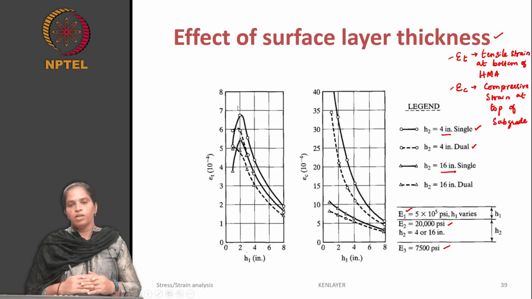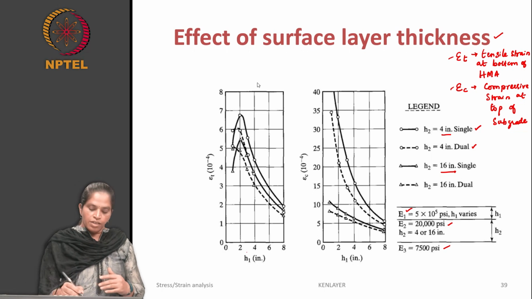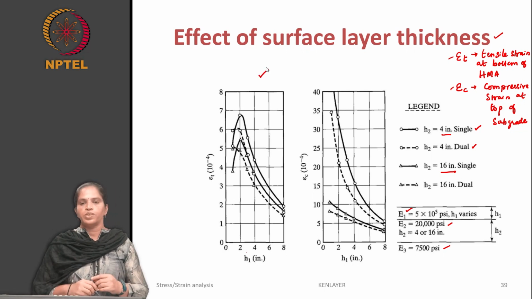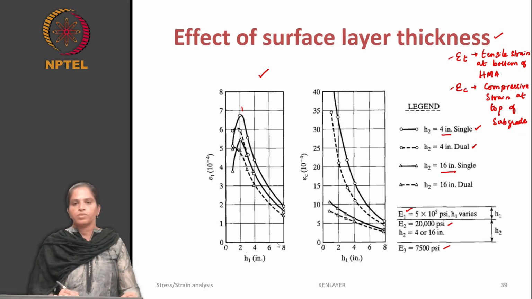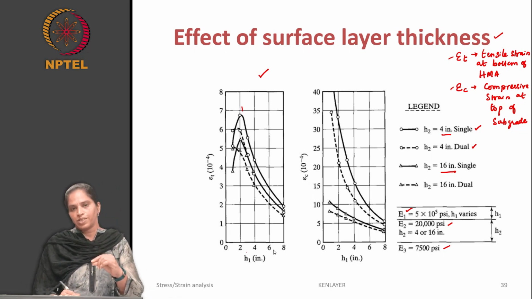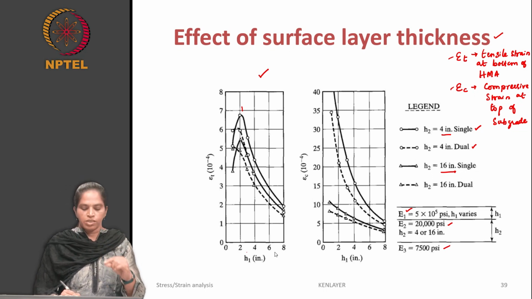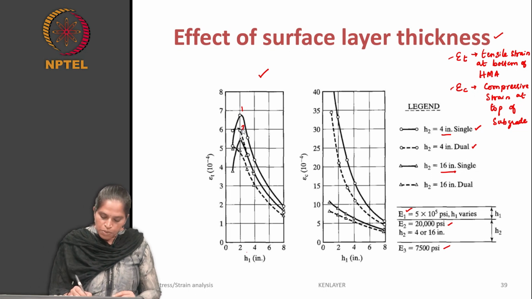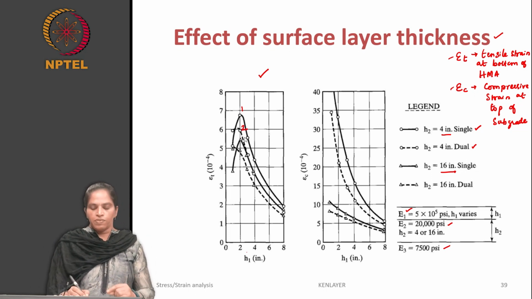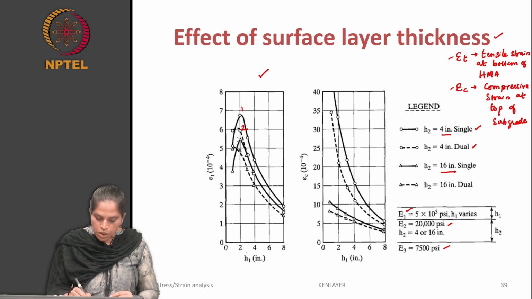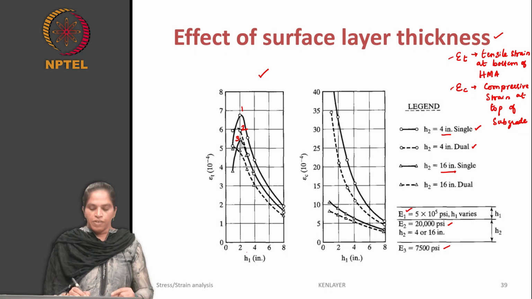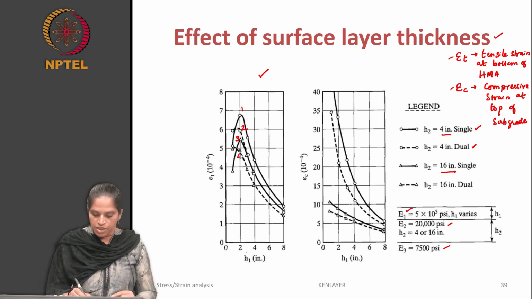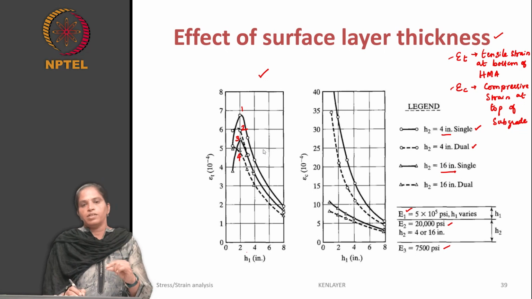Let us focus on horizontal tensile strain at the bottom of an asphalt layer, which is this case. We have 4 cases here. The first one corresponds to a pavement that has a thin base of 4-inch and we use a single axle, single load configuration. The second one corresponds to a pavement with a thin base and dual wheel load. Third one corresponds to a pavement with a thick base of 16-inch thickness and single wheel. Fourth one corresponds to a thick base pavement with dual wheel.